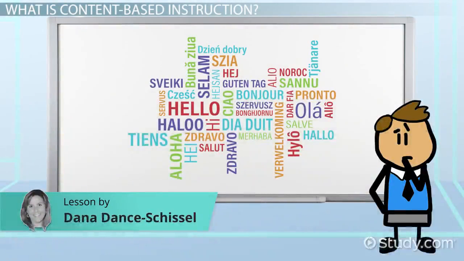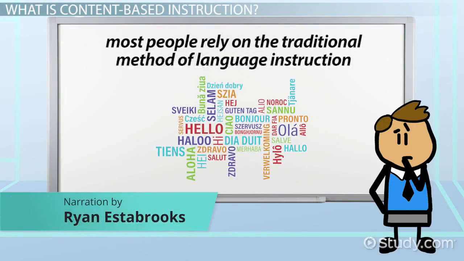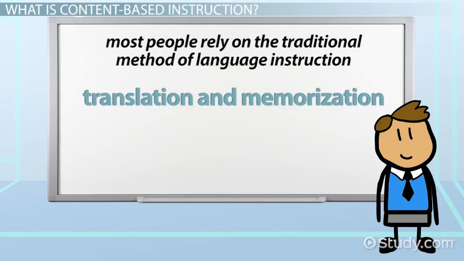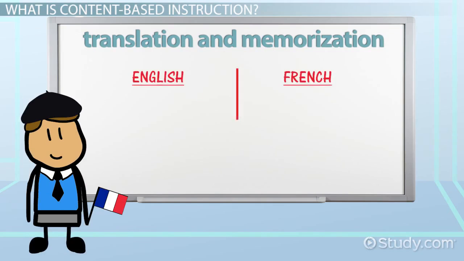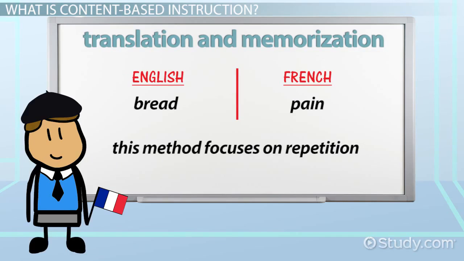Have you ever tried to learn a new language? If so, how did you do it? Most people rely on the traditional method of language instruction, which is based on translation and memorization. For example, a student learning French might translate the English word for bread to pain in French. The idea is that the new words will be memorized over time, thus this method focuses on repetition.